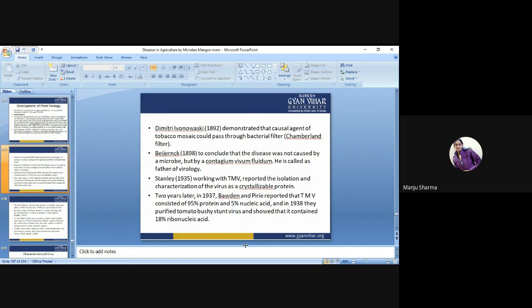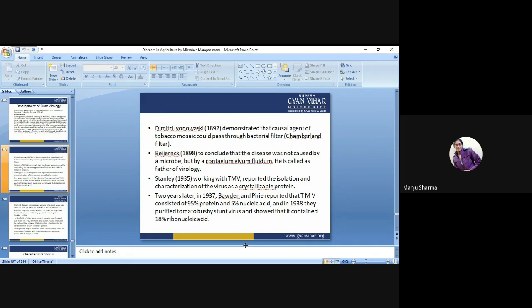Beijerinck in 1898 concluded that the disease was not caused by a microbe but by a contagium vivum fluidum. He is called the father of virology. Stanley in 1935, working with TMV, reported the isolation and characterization of the virus as a crystallizable protein. Then two years later, in 1937, Bawden and Pirie reported that TMV consisted of 95% protein and 5% nucleic acid.